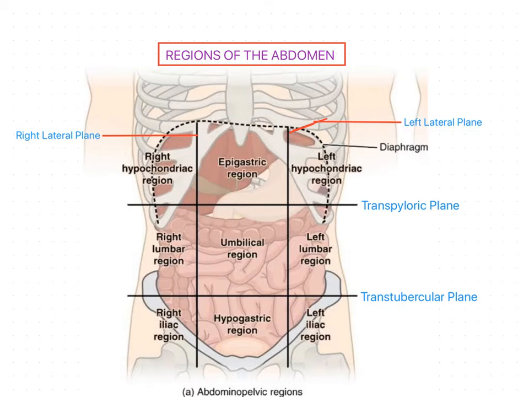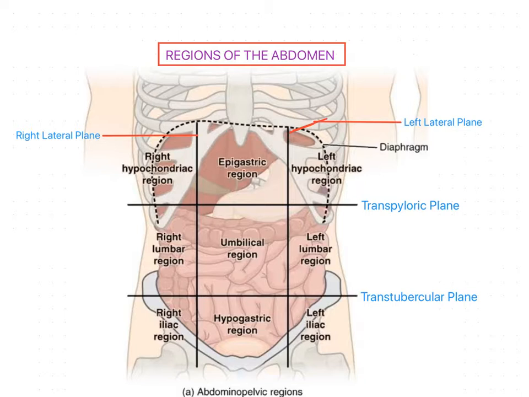Dear students, welcome back. In this session, we are going to discuss the regions of the abdomen. The purpose of knowing these regions of the abdomen is for easy study or for describing the location of the viscera. For this purpose, the abdomen is divided into regions, and it is divided into 9 regions.